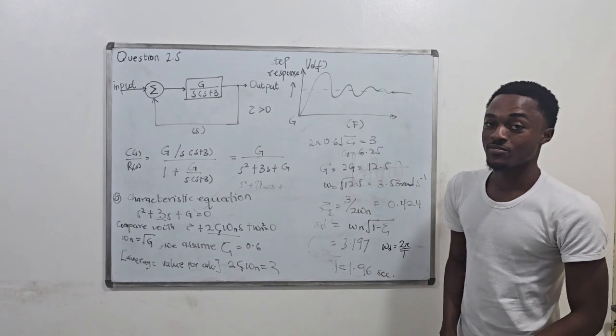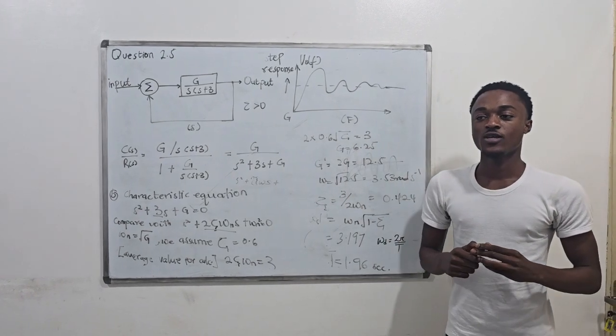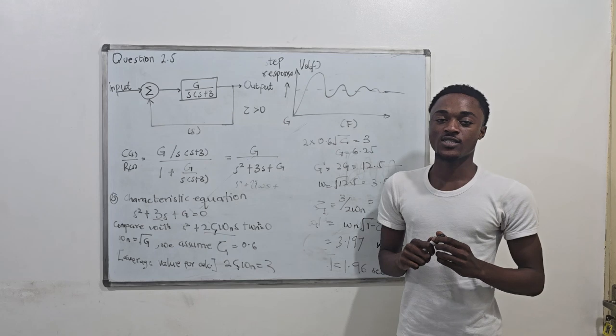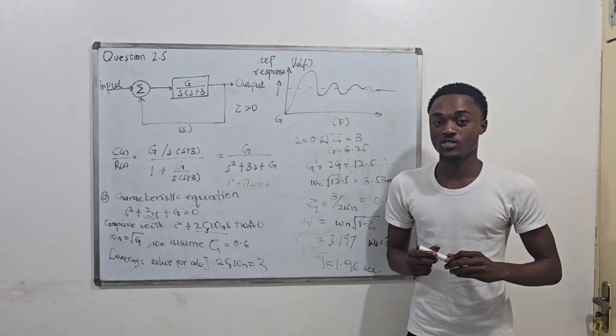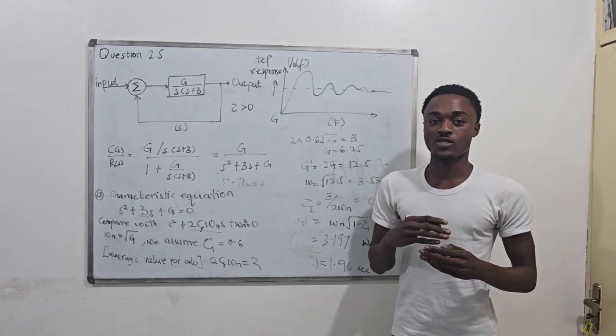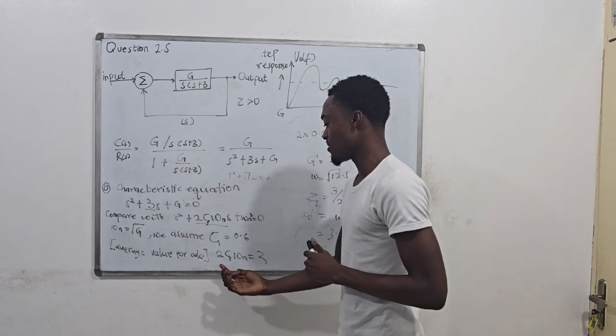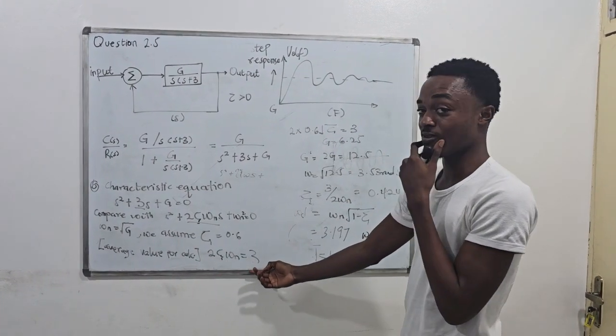Okay, so in control systems, the overshoot of a system is dependent on the damping ratio. If the damping ratio is greater than 1, we say the system is overdamped, and therefore there will be no oscillations. If it's equal to 1, the system is critically damped, and if it's less than 1, the system is underdamped.